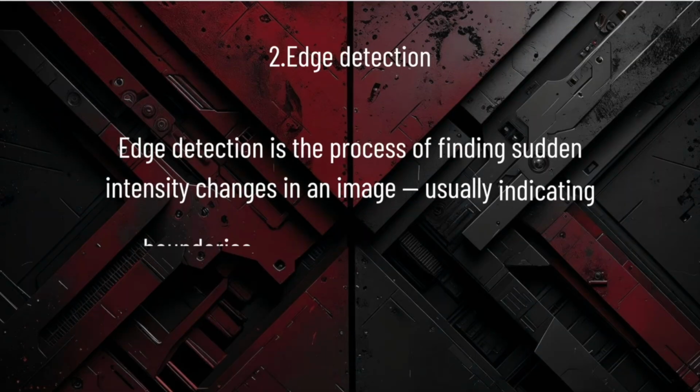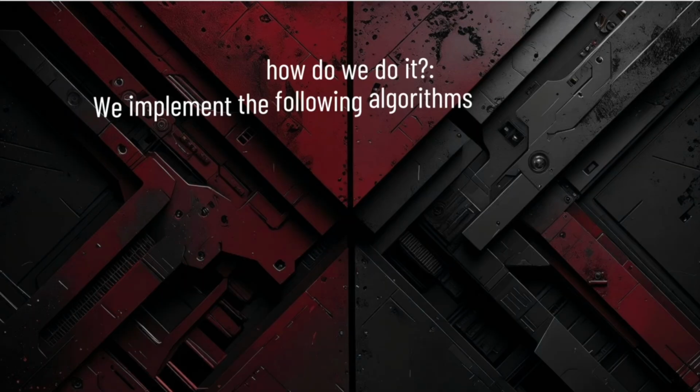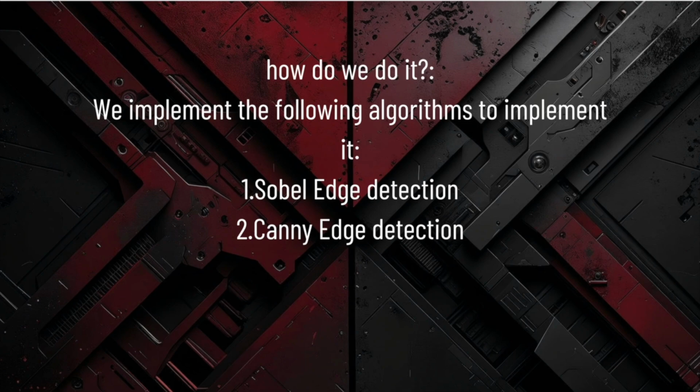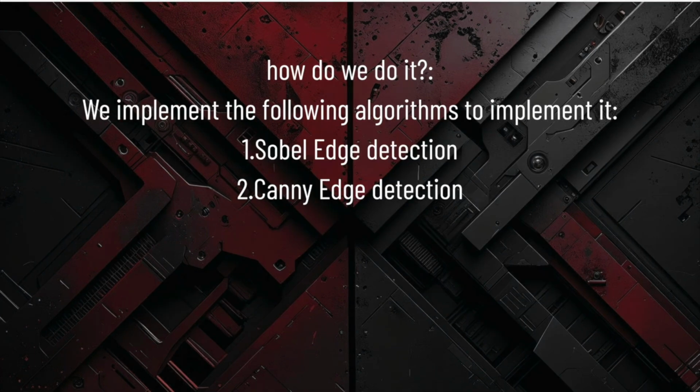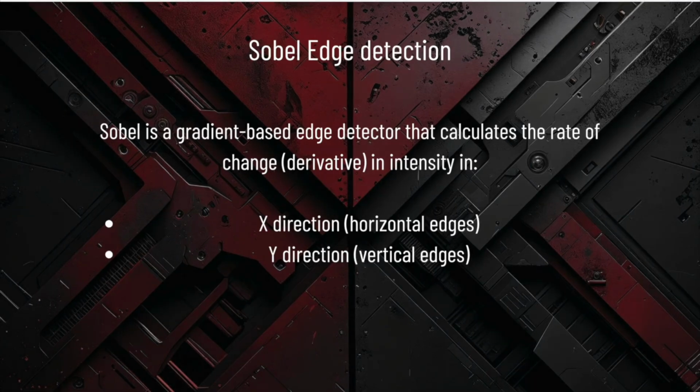The next crucial part which comes under image processing is edge detection. As it sounds, edge detection is the process of finding the edges of a target body by calculating the sudden intensity changes in the image. How do we do it? We have two algorithms to implement edge detection: one is Sobel edge detection, another is Canny edge detection. The Sobel algorithm is a gradient based algorithm which calculates the change in intensities along the x direction and y direction, and then overlays one over another to get the best image.